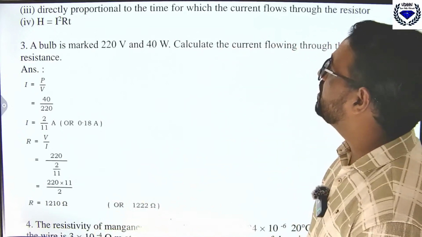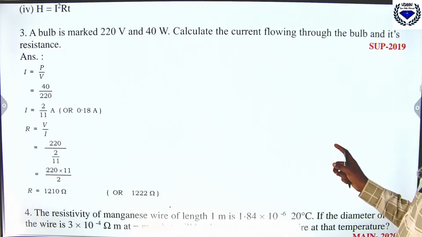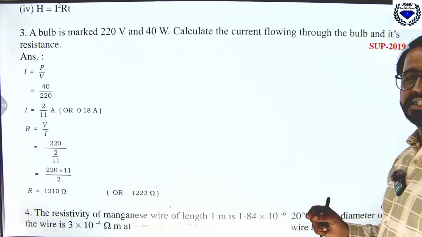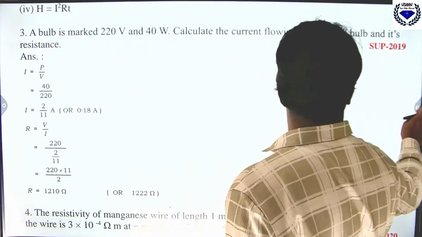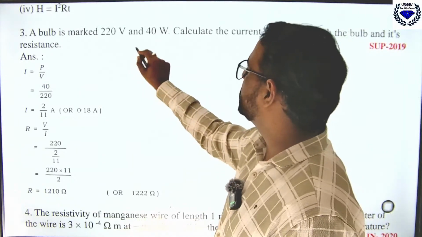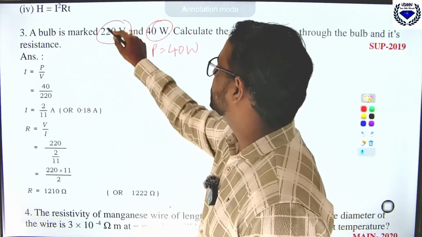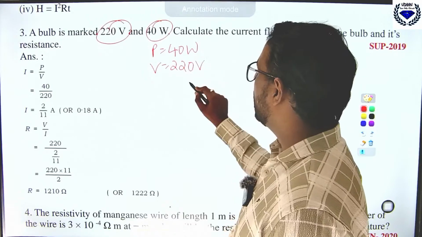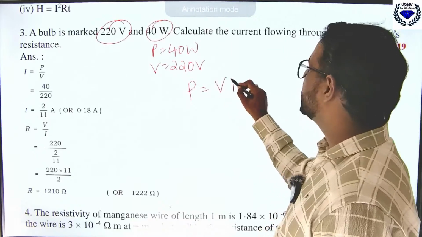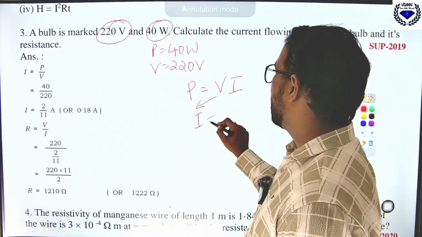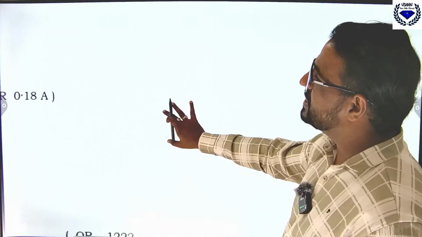Okay. So a bulb is marked 220 volt and 40 watt. Calculate the current flowing through the bulb and its resistance. It is Supplementary Examination 2019. This question has come. See, you know what is the formula for power? Power is nothing but what? See, 40 watt, what is given is power, and the voltage is 220 volt. Now what is the formula for power? Power is equal to V into I. So VI is power. Now I need to calculate I. I is equal to P by V. Okay. So keeping that in mind, just see the solution.